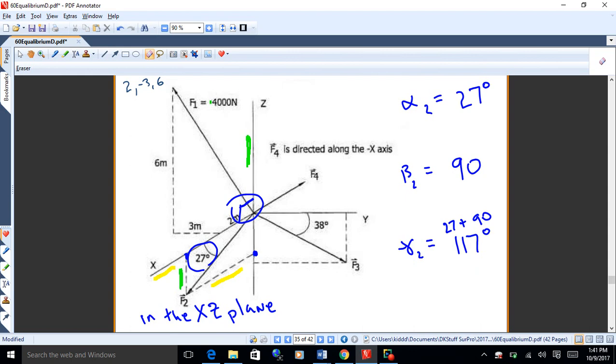So if you want to find that vector F2, what you're going to do is take the unknown magnitude times the cosine of the angles here. So cosine 27, cosine 90, and cosine 117. So that's the vector F2.